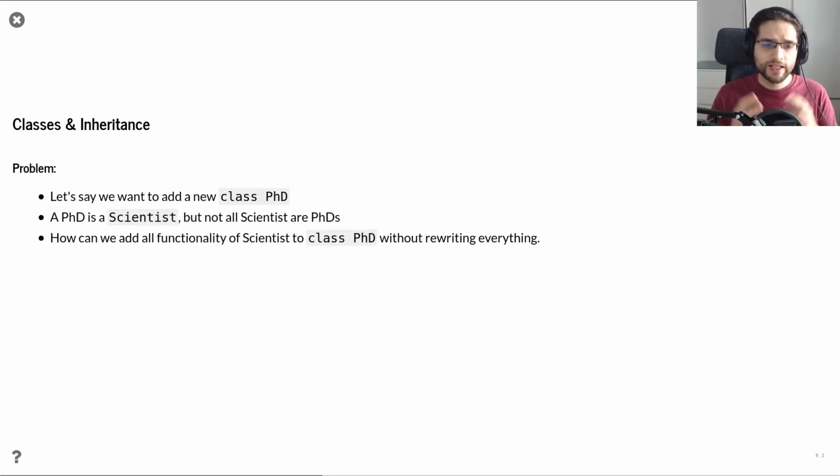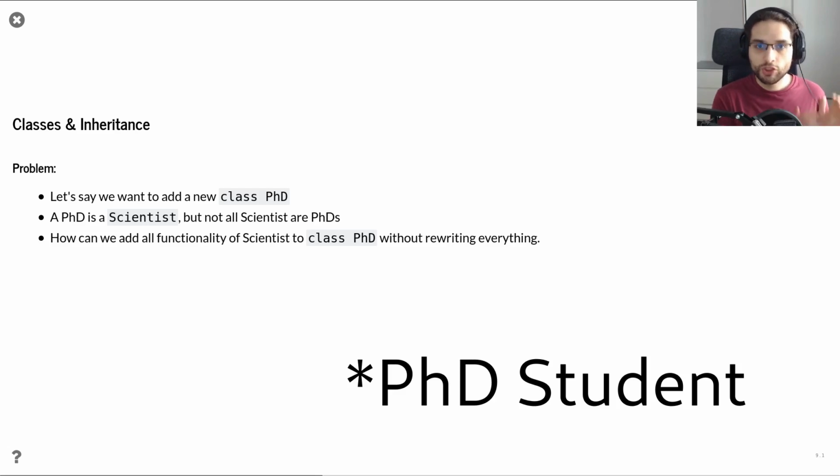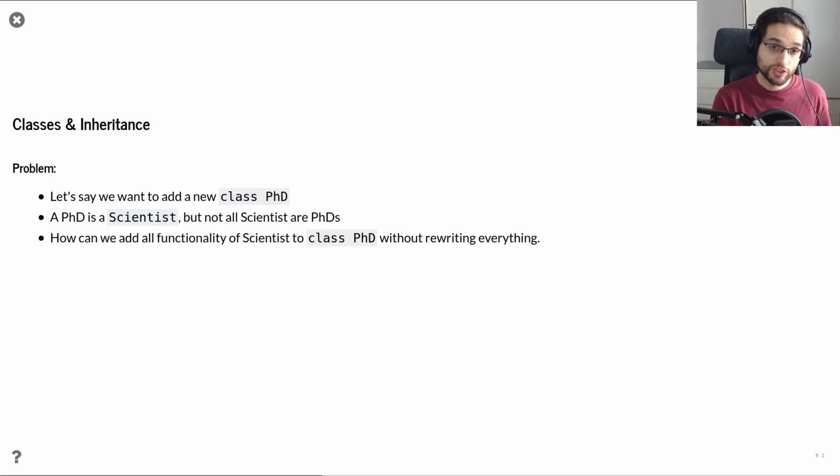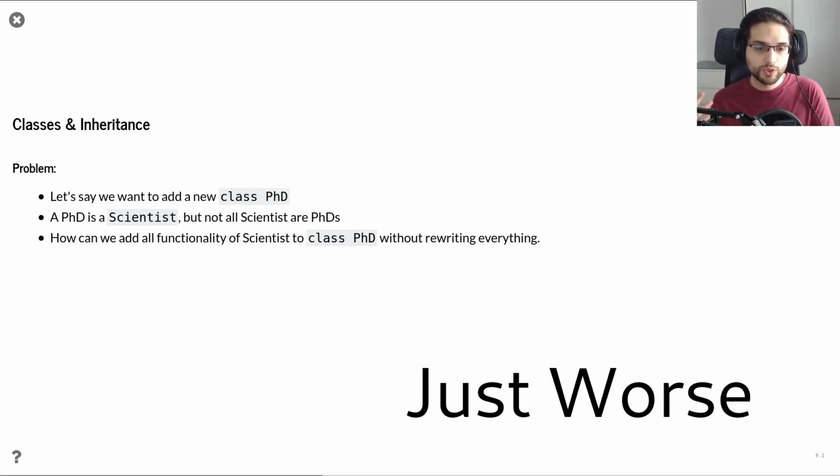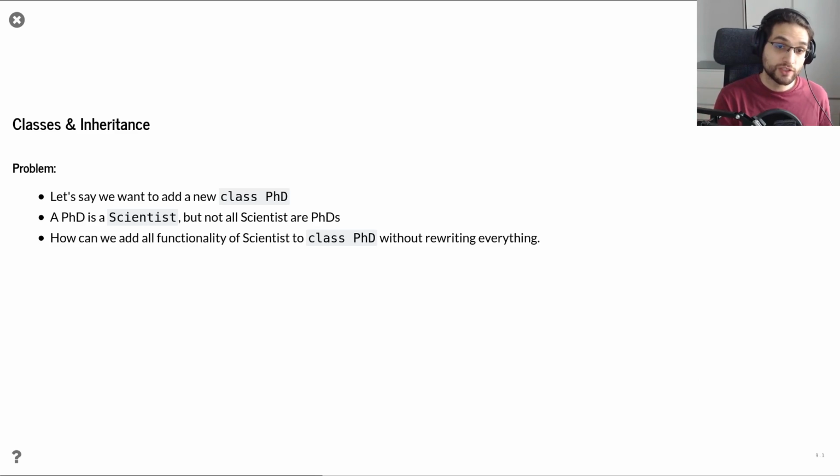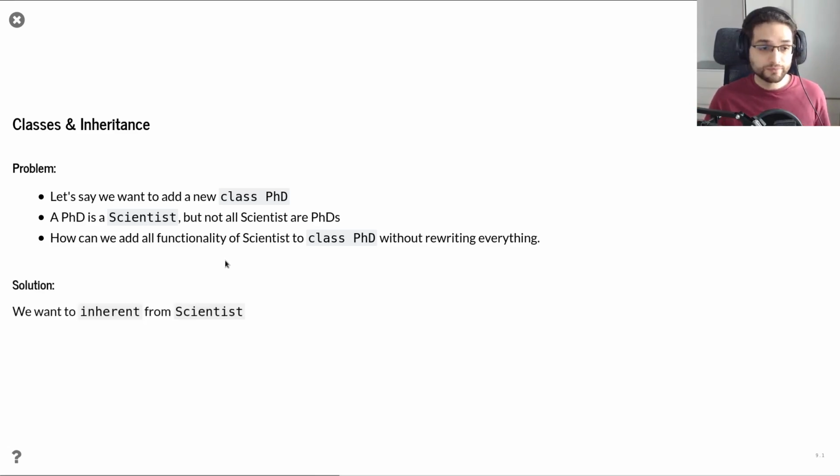The problem is, let's say that we now want to create a class called PhD. And we say a PhD is a scientist, but not all scientists are PhDs. So a PhD should be able to do what a scientist can do, but not every functionality a PhD provides has to be there for a scientist. So now, how do we do that without rewriting the complete scientist class? And for this, we can use inheritance. Basically, what we want to say is a PhD inherits functionality and variables from the scientist class.